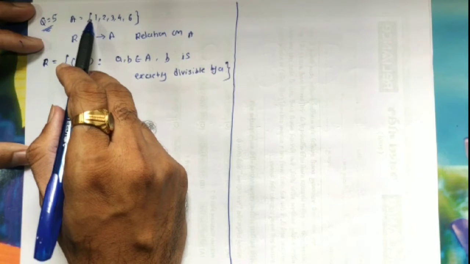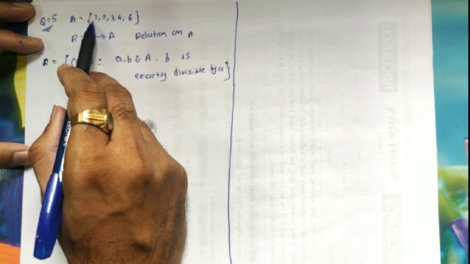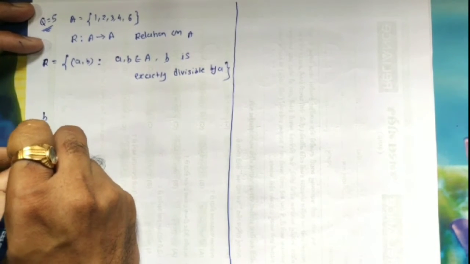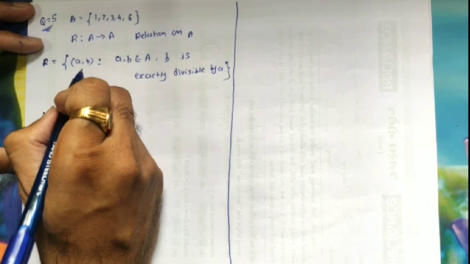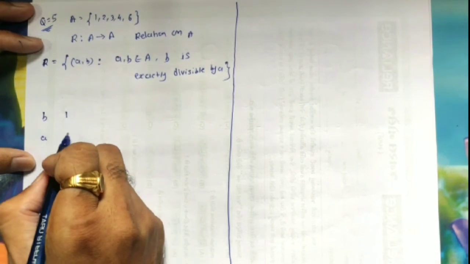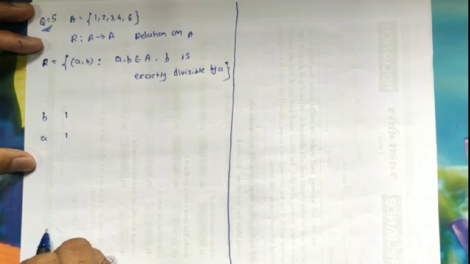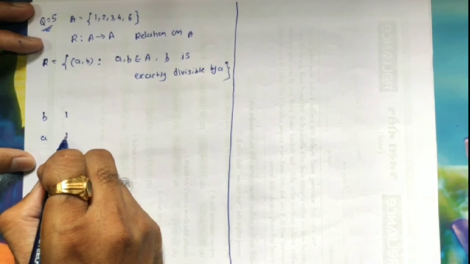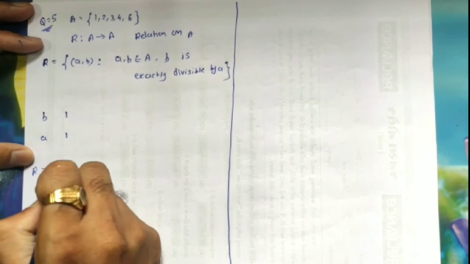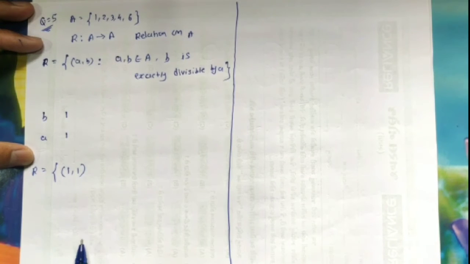Suppose you consider the first element 1. So we have to check that 1 must be divided by which numbers of this A. So we are taking the two possibilities, B and A. For this B, if we are taking 1, then 1 is exactly divisible by which number? So it's 1. Clear? So we can take A equal to 1, B equal to 1. So for our set, the first ordered pair is (1, 1). So 1 is exactly divisible by 1.